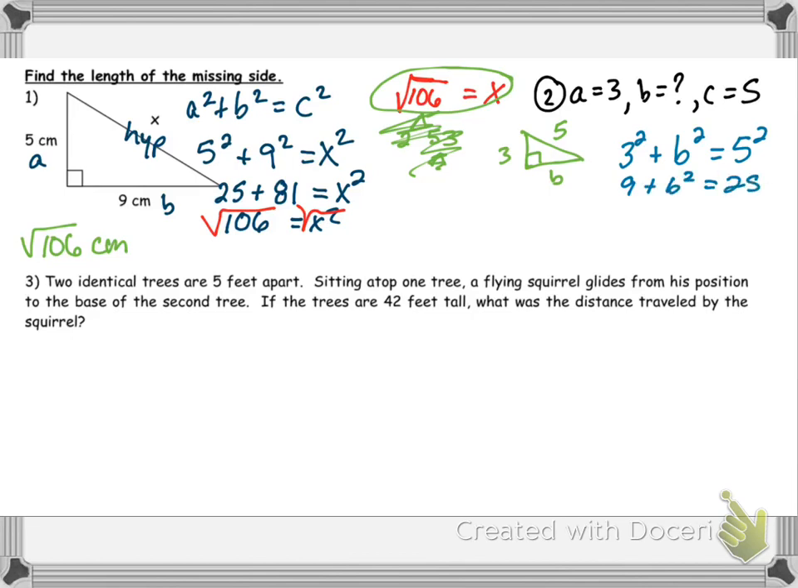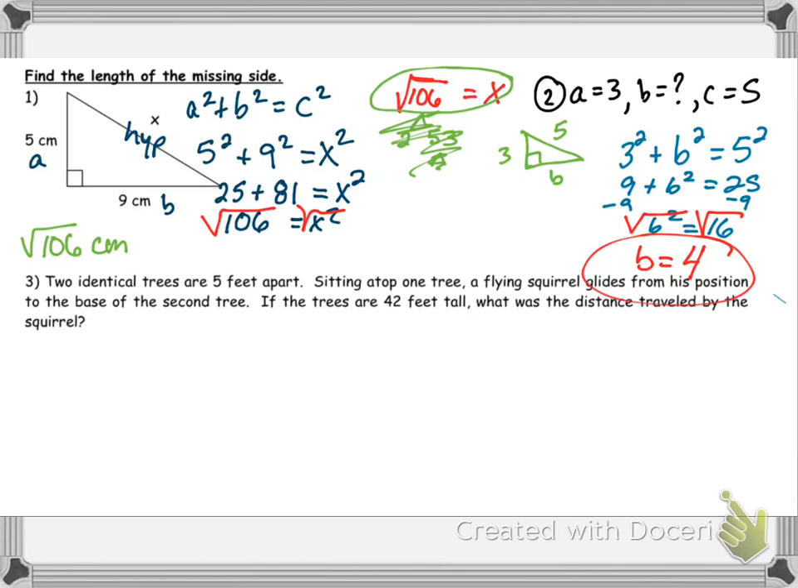So I have 9 plus b squared equals 25. Subtract that 9 to the other side, and then we square root both sides. Now for this one, I have the square root of 16. I know that one is a perfect square. And if you didn't remember that's a perfect square, you can always break it down using the factor tree like we did before. Okay, so those are two types of problems.